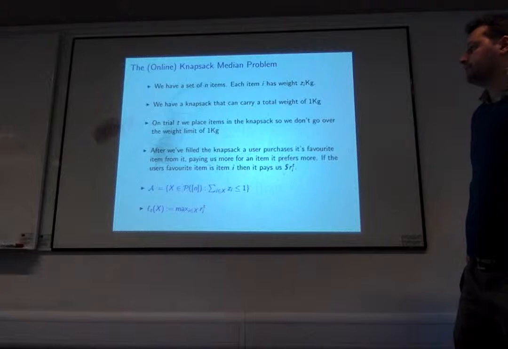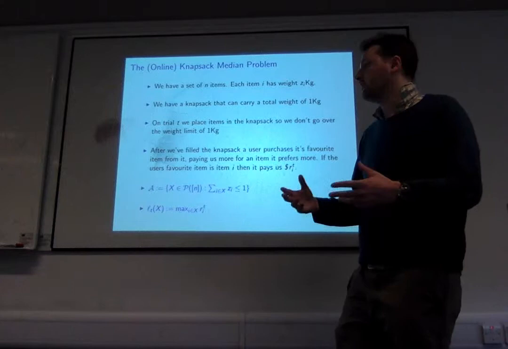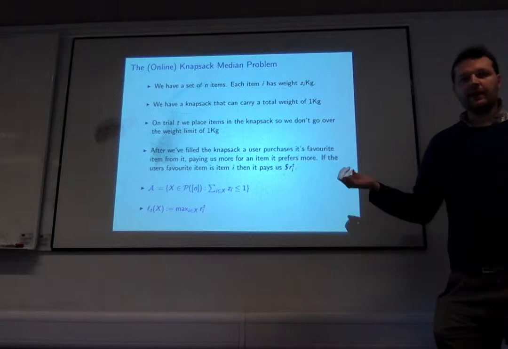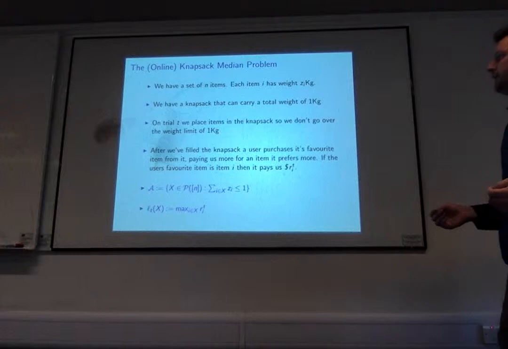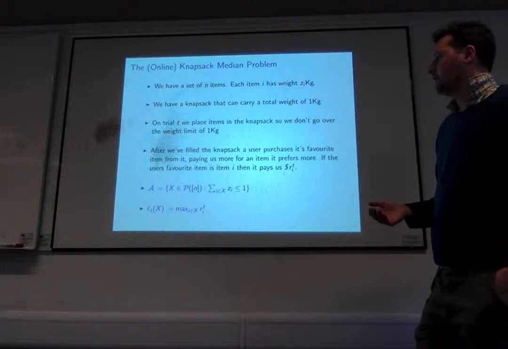Okay, so the online knapsack median problem. Here we have a set of n items. They're things, and each item has a weight of zi kilograms. And we have a knapsack. I think in England we'll call it a rucksack, right? But we have a knapsack, and that knapsack can carry a total weight of 1 kilogram. So, on trial T, we place items in the knapsack so that we don't go over the weight limit of 1 kilogram.